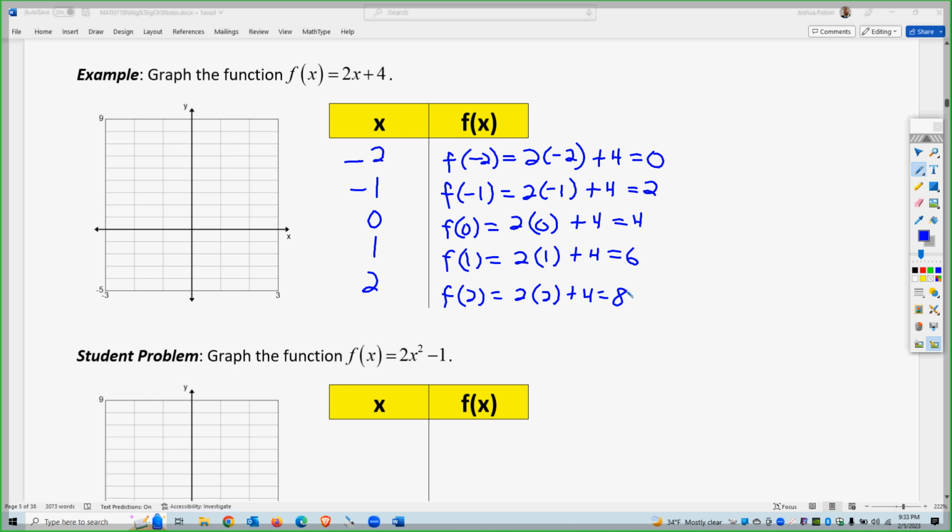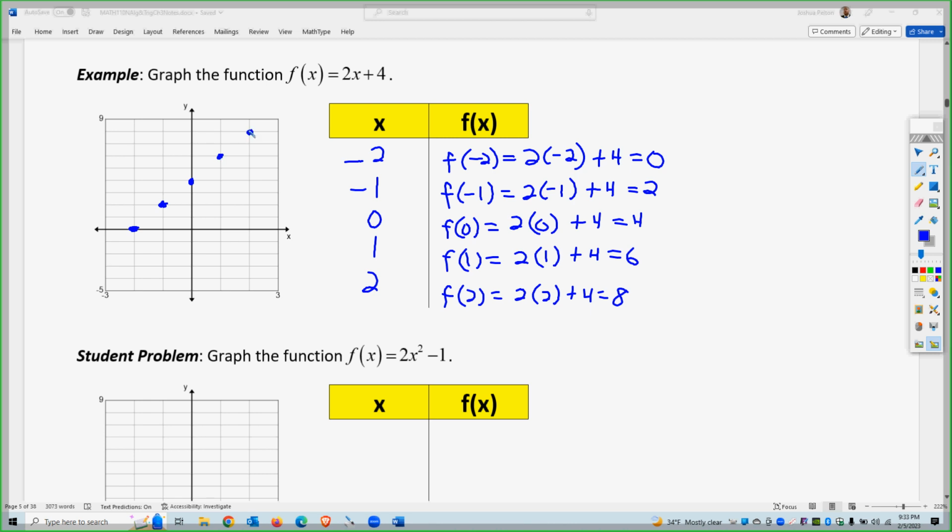All right, so at negative 2, I'm at 0. At negative 1, I am at 2. At 0, I'm at 4. At 1, I'm at 6. And at 2, I'm at 8.